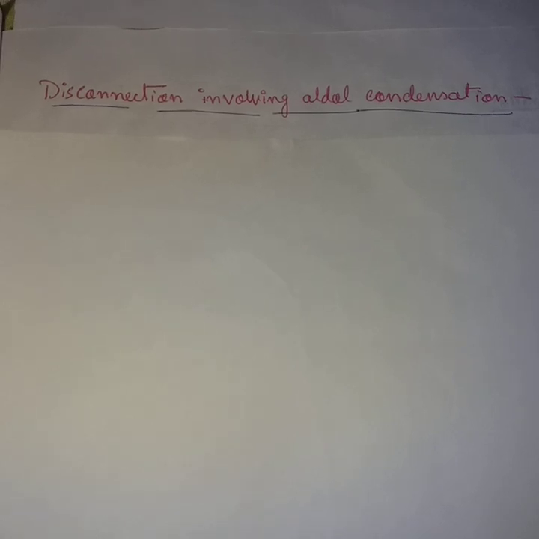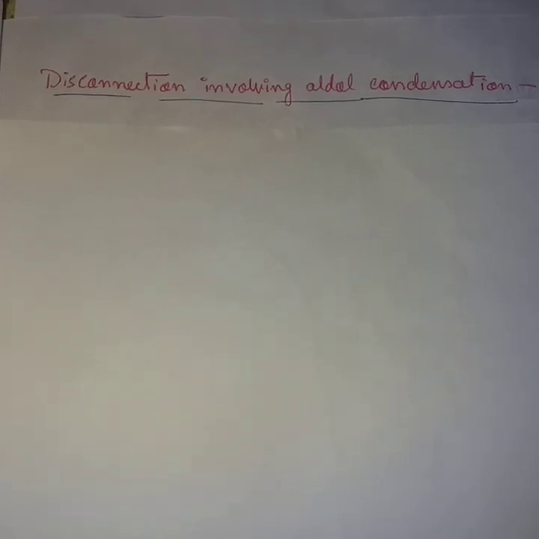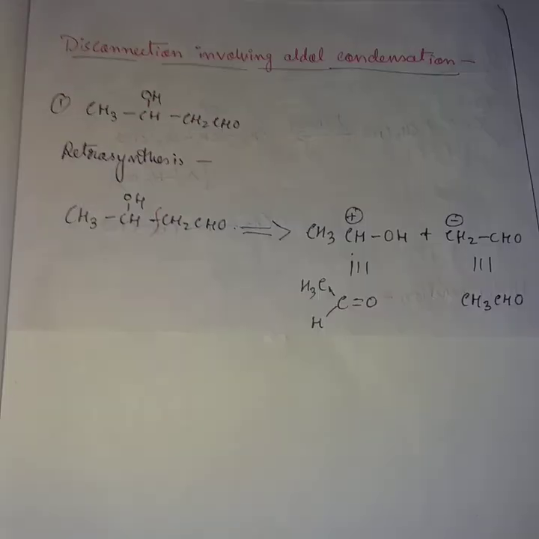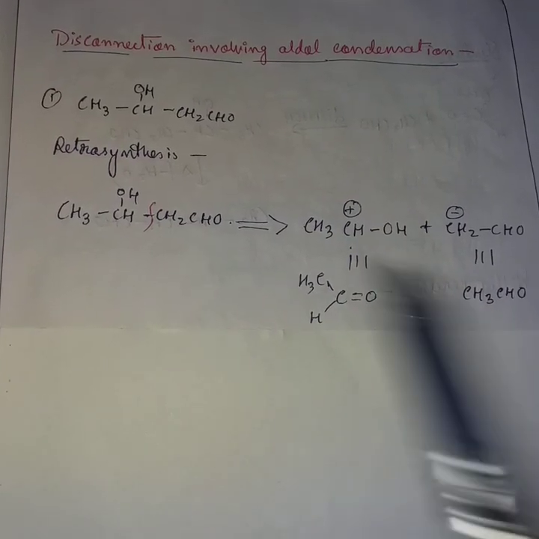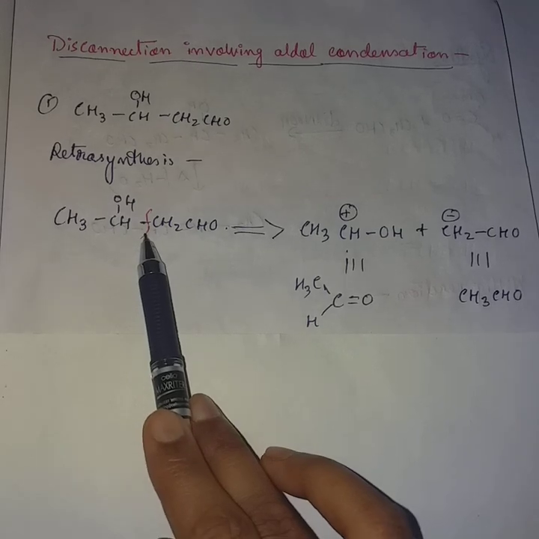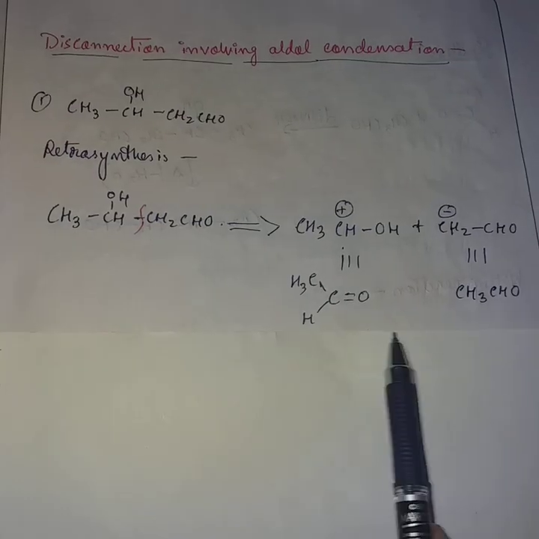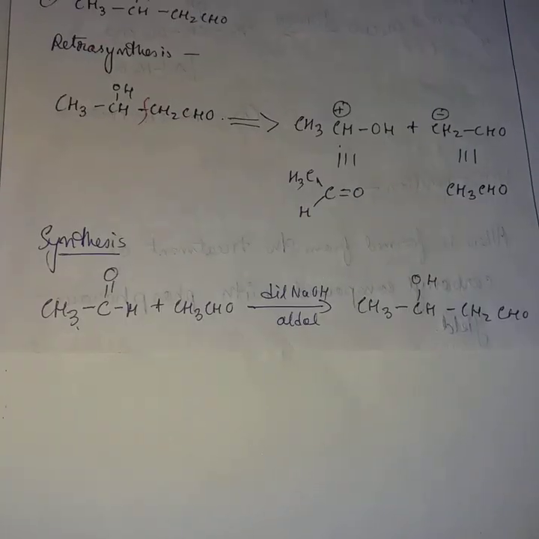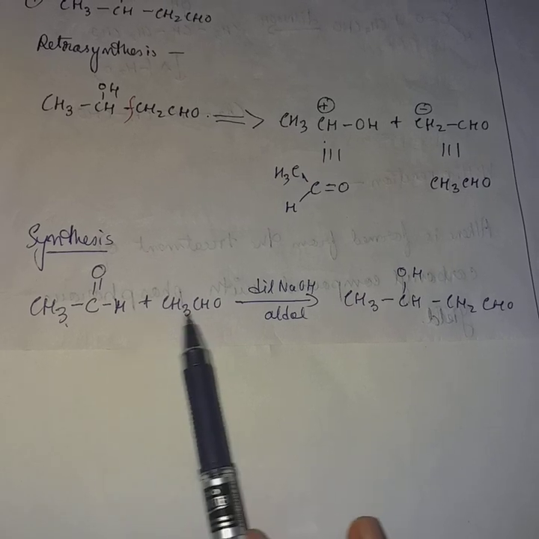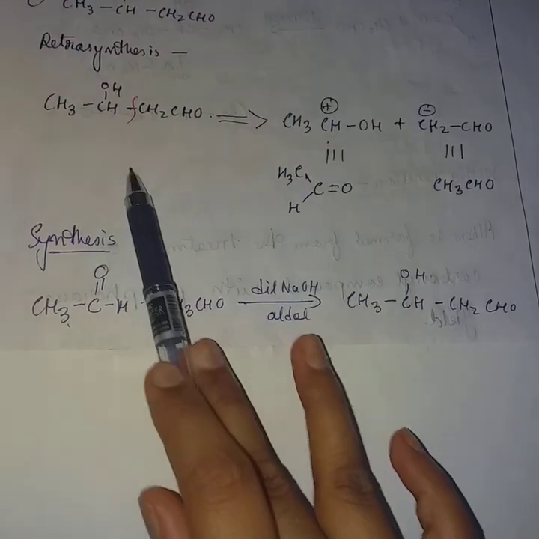Today we are going to discuss aldol condensation, and I am going to solve various examples from your previous year question paper. Taking this as the first example, we have disconnected here to get two types of synthons and synthetic equivalents. From here, using aldol condensation, we have synthesized the target molecule.